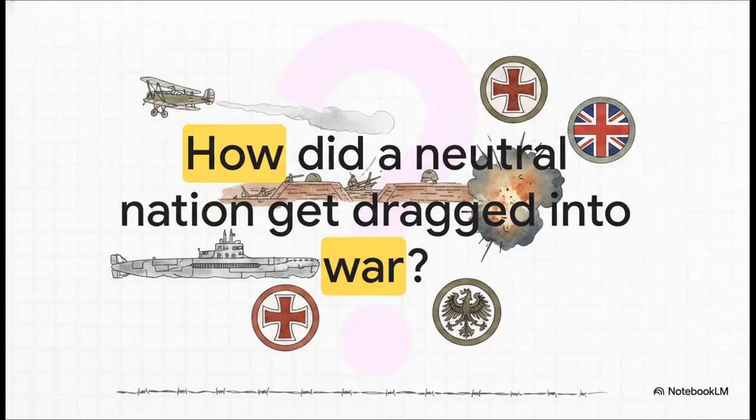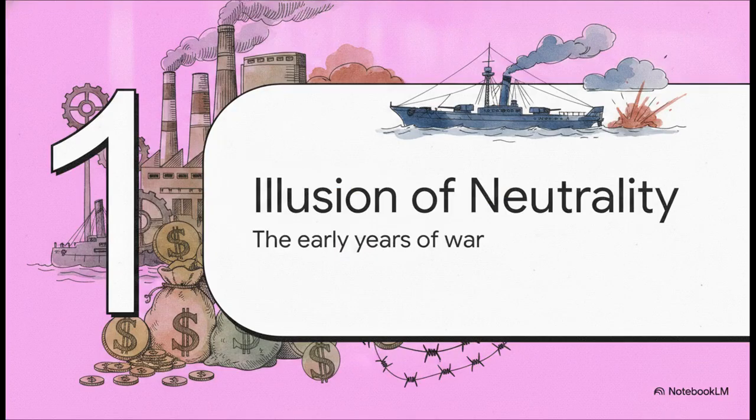Which brings us to the big question. How did a nation so fiercely dedicated to peace get dragged into the deadliest conflict the world had ever seen? You see, everyone initially expected this European war to be quick, but by Christmas 1914, it was just hopelessly deadlocked. And as that incredibly costly stalemate dragged on, pulling in more and more of the world, America's isolationist resolve was pushed right to the absolute breaking point. Which leads us to Chapter 1, The Illusion of Neutrality.